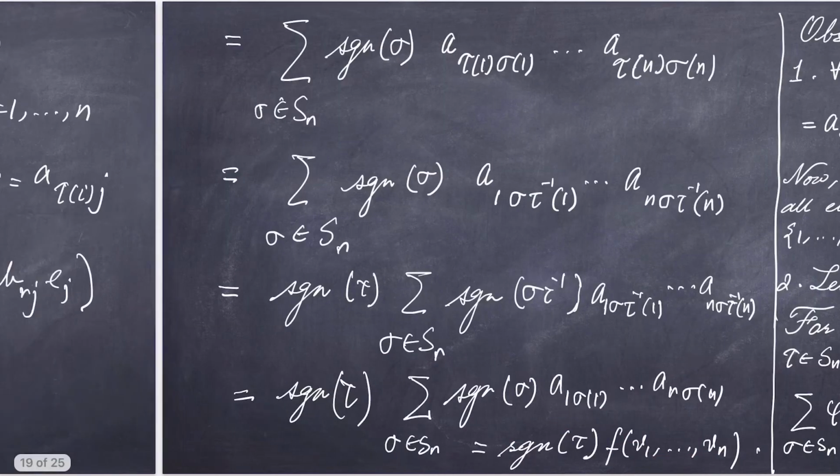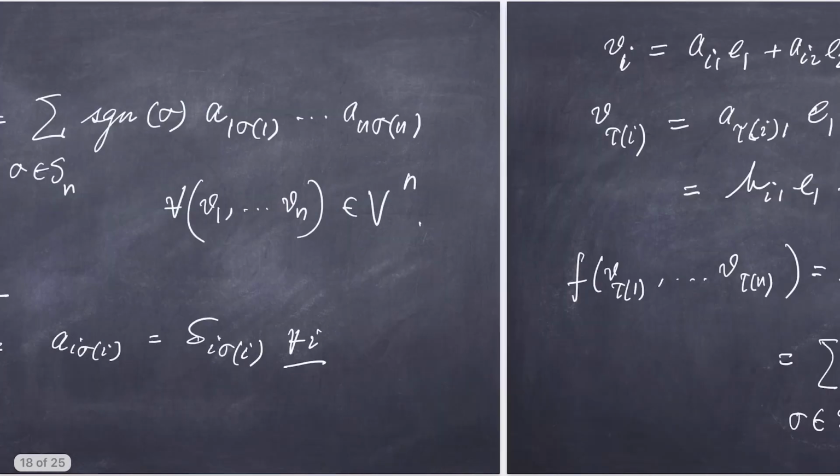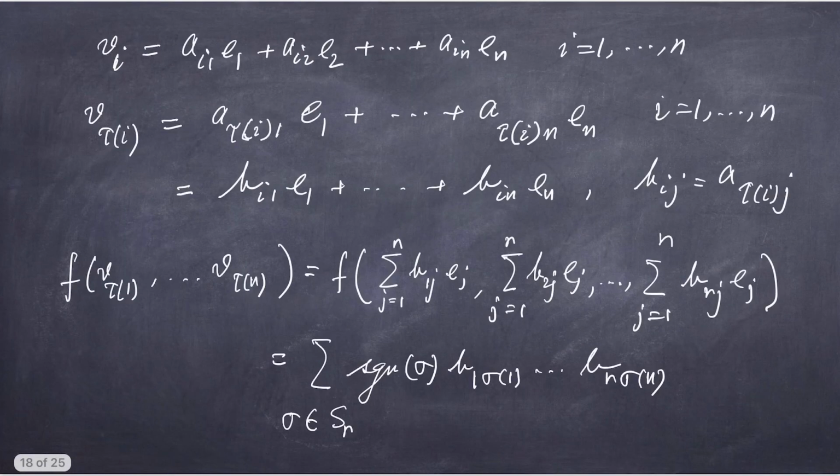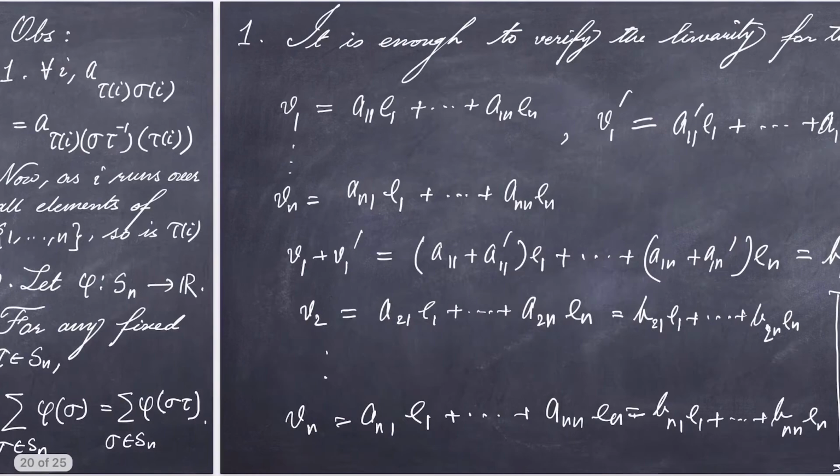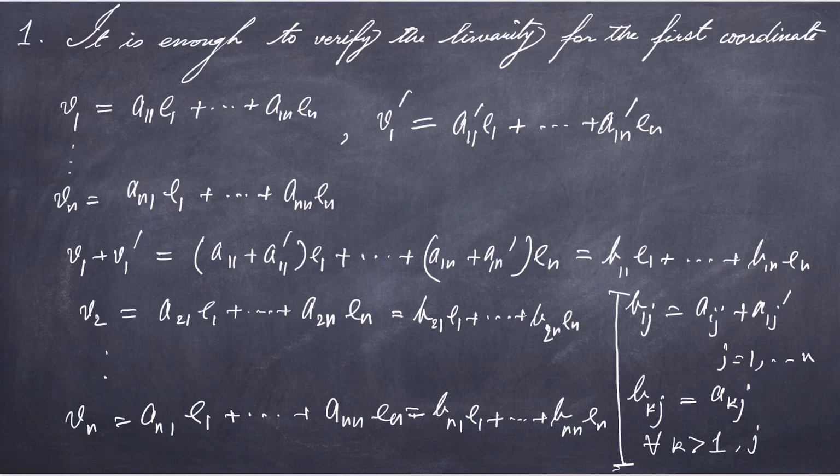So what we have seen is, for any tau, we obtain f(v tau 1, up to v tau n) to be sine tau times f(v1, v2, ..., vn). That shows that the map is skew-symmetric. Now I would like to show the map is n-linear. In order to show the map is n-linear, I claim that it suffices to show the map is linear in the first variable.